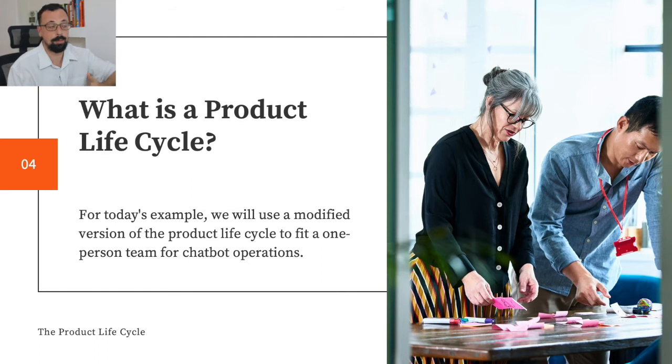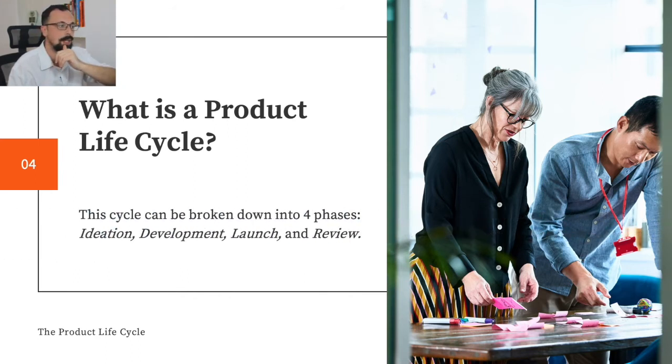So now let's jump into the product lifecycle. What exactly is the product lifecycle? Well, for today's example, we'll use a little bit of a modified version to fit a one-person team for chatbot operations. It's the way that I adjusted it a bit for conversational agents. This cycle can be broken down into 4 phases as we saw in the agenda. First, we have ideation, then there's development, launch, and finally review.